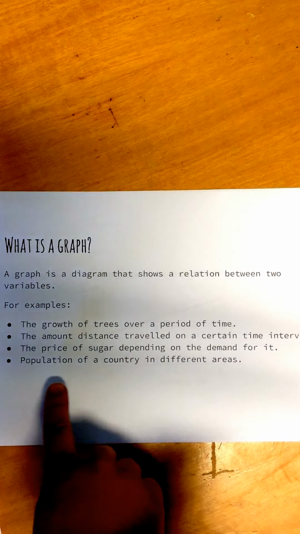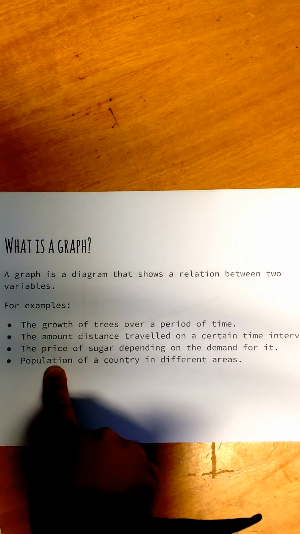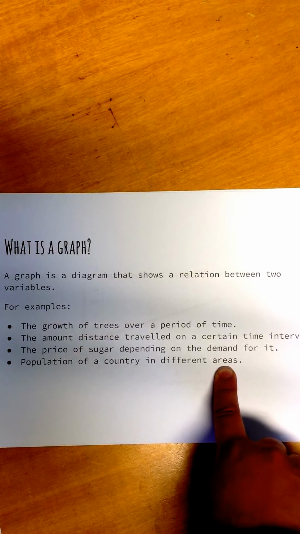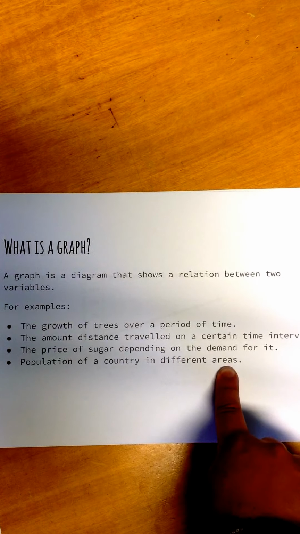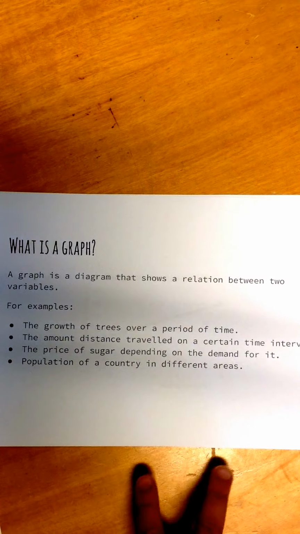We can compare the population of a country in different areas. So for example, here's one variable, the population, and here's the other one, the area. So we can compare, for example, the population between Sydney and Melbourne, or New South Wales and Tasmania. So we're comparing always two variables.